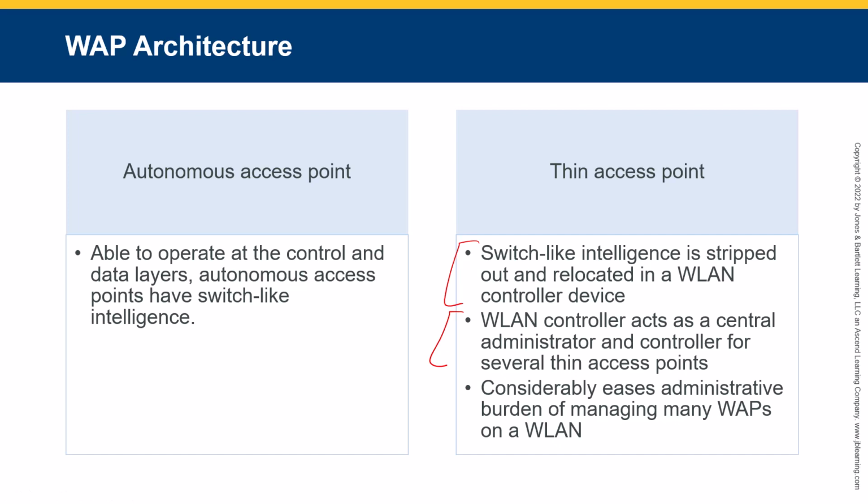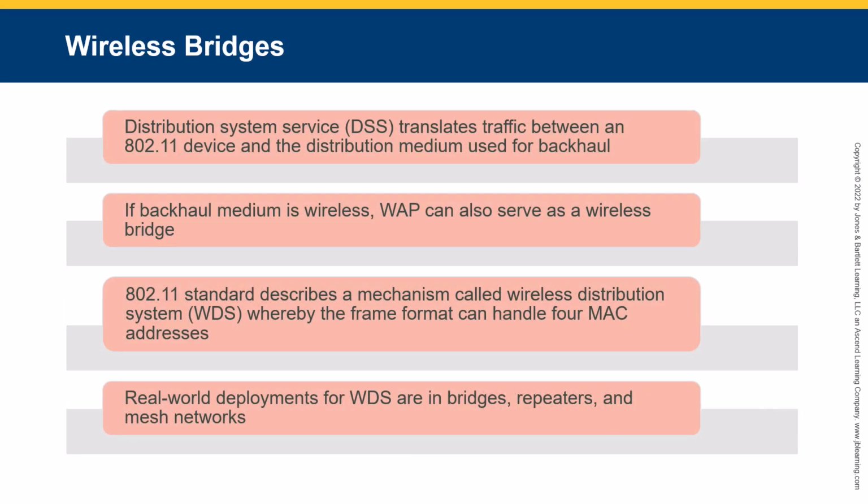But we have other devices out there, like a wireless bridge, for example. The bridge will be more of a distributed system that will translate traffic between the 802.11 device and the distribution medium used for the backhaul, like a wired connection. So we might have this wireless bridge connecting to a wired network so that it can translate between 802.3 and 802.11. If the backhaul medium is also wireless, then the wireless access point can also serve as the wireless bridge.